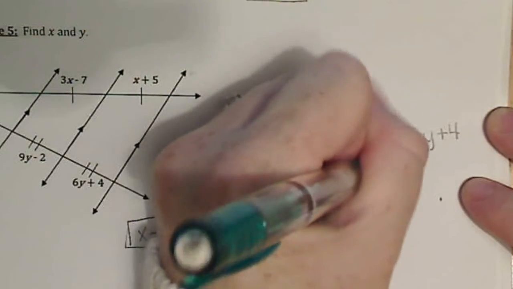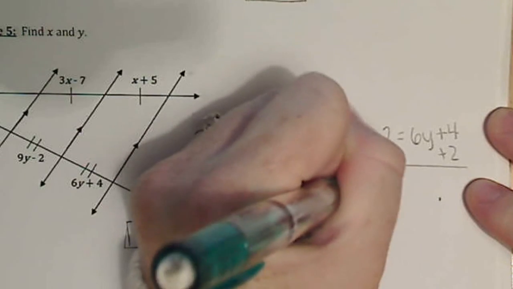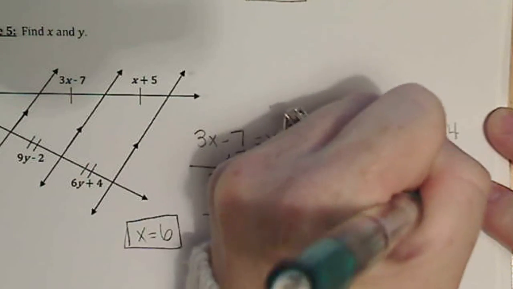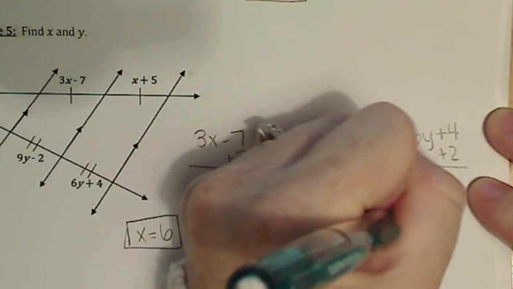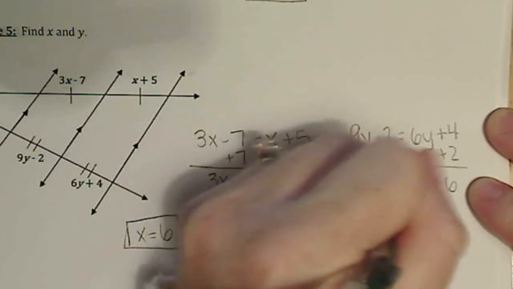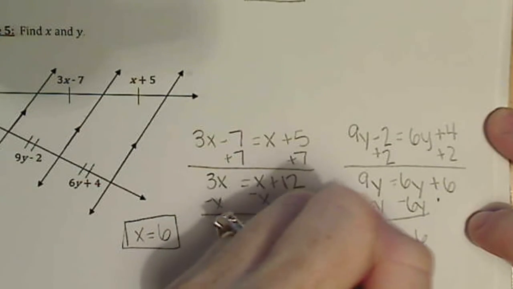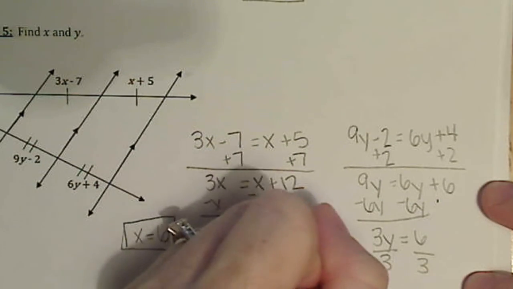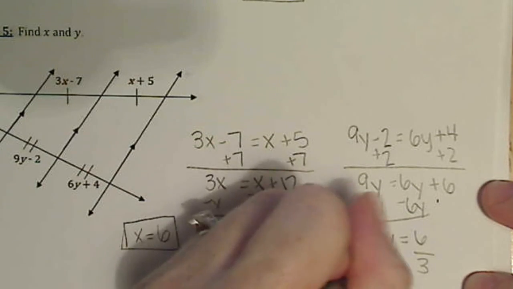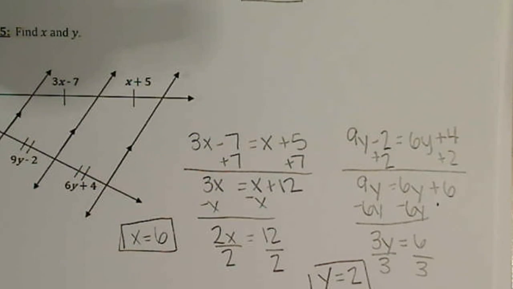And let's add 2. And minus 6. And then divide by 3. And y is 2. And did I need to know the actual length of the segments? Nope, just find x and y. Get familiar with those theorems and corollaries. We're going to be applying them some more in lesson 7-5.